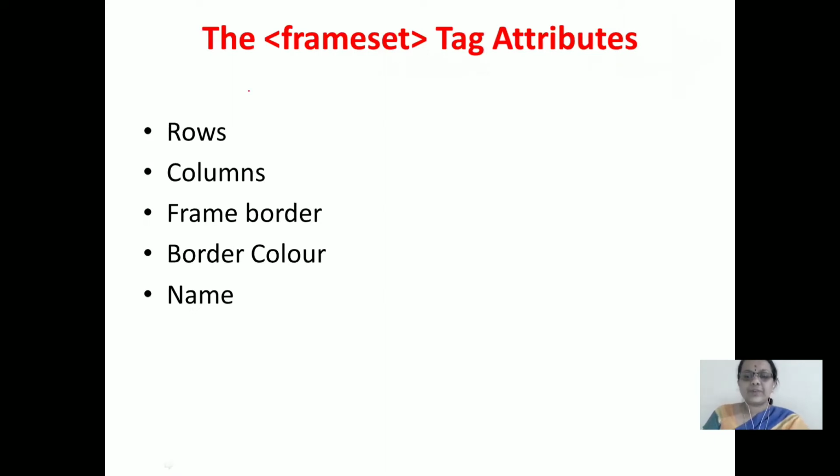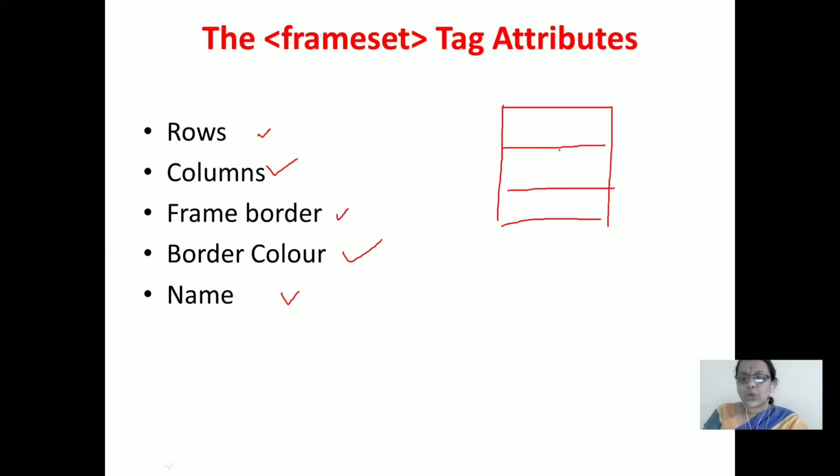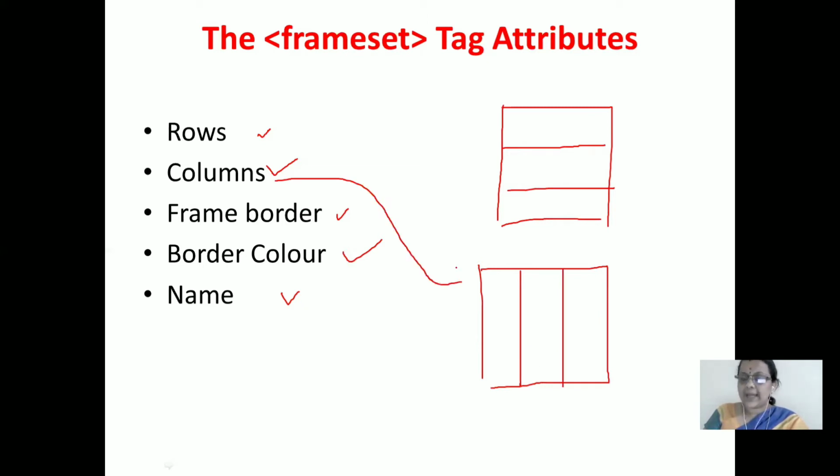Next we will go to the frameset tag attributes. Here you mainly have to know the frameset tag attributes. They are rows, columns, frame border, border color and name. The first one is rows. Like I told you previously, we have a window here, and if I want to divide this window like this, then I am dividing it row-wise. So this is called a row-wise frameset. Now if I want a window with frames in columns, for example if I want to make it like this, then I have to use the column attribute.